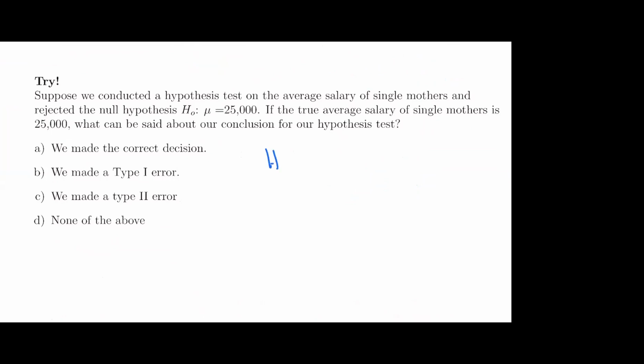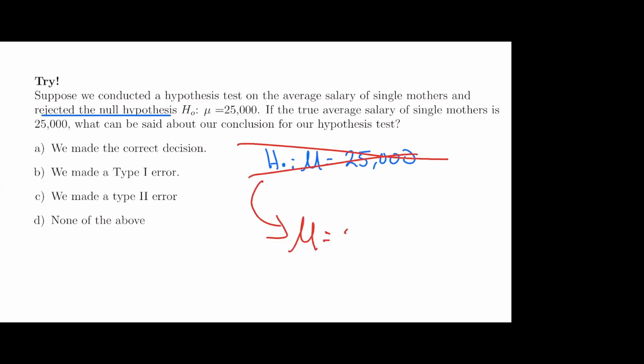So the null hypothesis is that mu is equal to 25,000. But if you look right here, it says we rejected that. So say we don't think this is true. But later on, we actually find out that mu is in fact $25,000. So in this scenario, did they come up with the right conclusion? Should they have rejected, or should they have failed to reject?